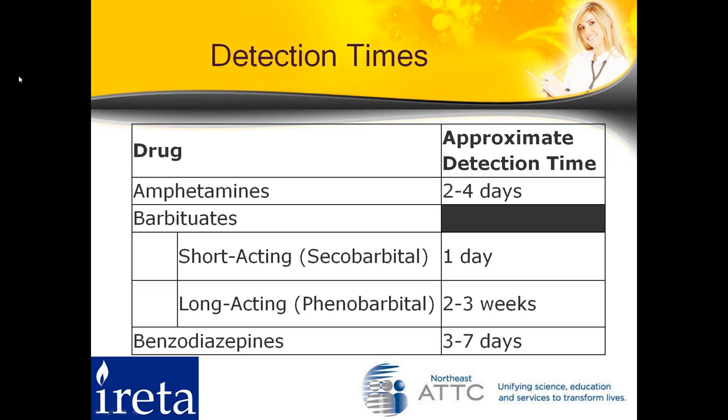When we're looking at barbiturates, a short-acting barbiturate like secobarbital is only 1 day. And what's considered long-lasting, like phenobarbital, that detection time can be 2 to 3 weeks. Detection times can be impacted by the frequency and the amount as well. When we're looking at benzodiazepines, we're looking at a detection time of 3 to 7 days. So if somebody uses on Thursday and we test them on Monday, we might be getting a negative urine result when they did in fact use.